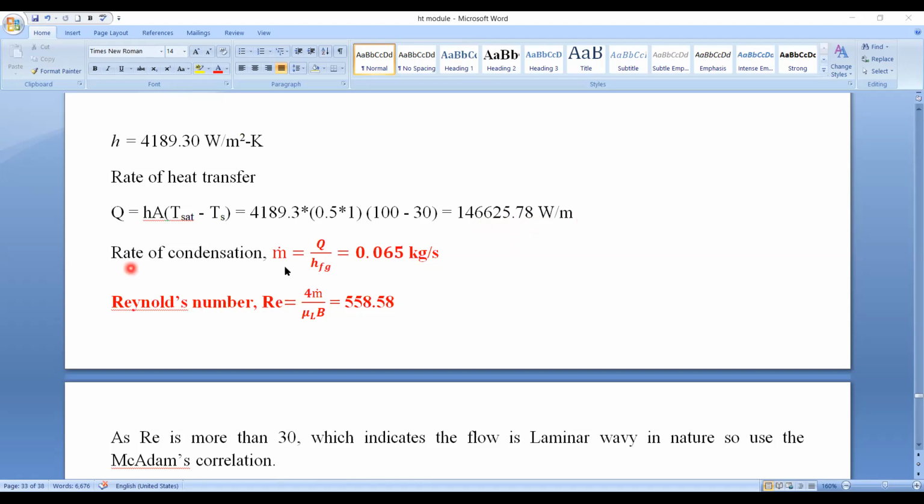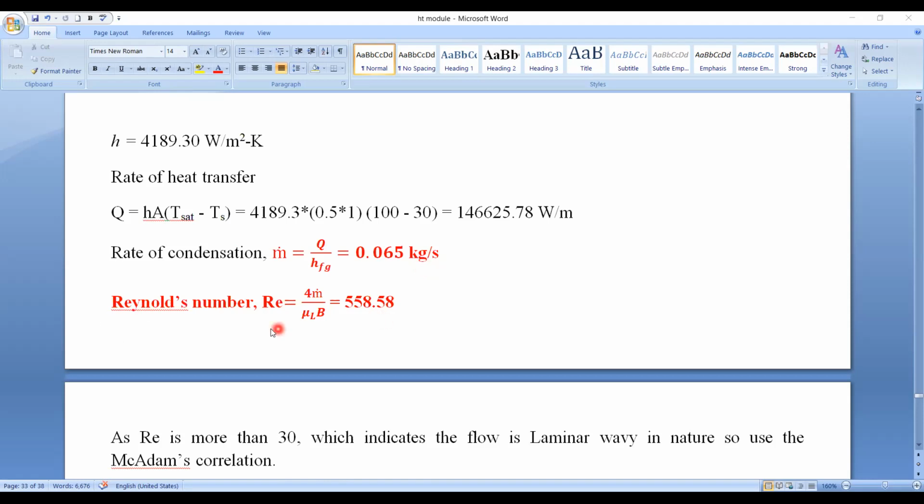Now the rate of condensation is m dot equals to Q by hfg. Q is the rate of heat transfer. The hfg is the enthalpy of evaporation or enthalpy of vaporization. That is 0.065 kg per second. You know the value of Q, just now you have calculated. You know the value of hfg, just substitute and get the value of m dot, that is rate of condensation.